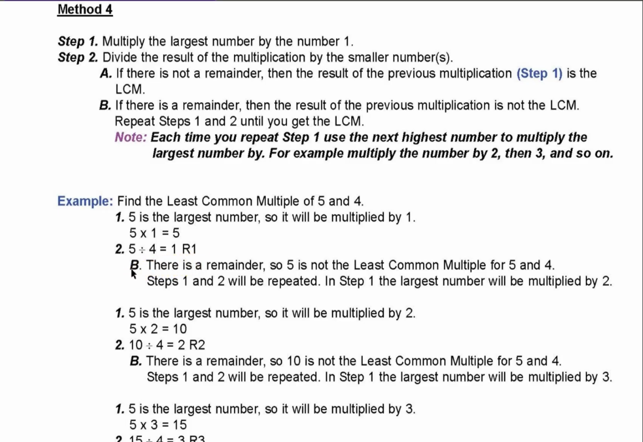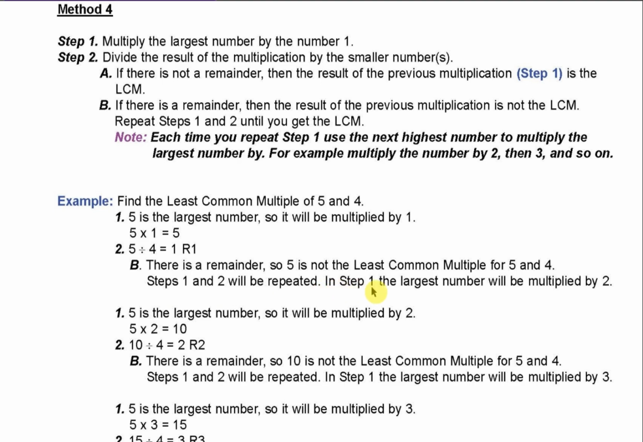Since there is a remainder, we will perform step 2B. Since there is a remainder, 5 is not the least common multiple of 5 and 4. Now, since we didn't find the least common multiple, we will repeat steps 1 and 2.